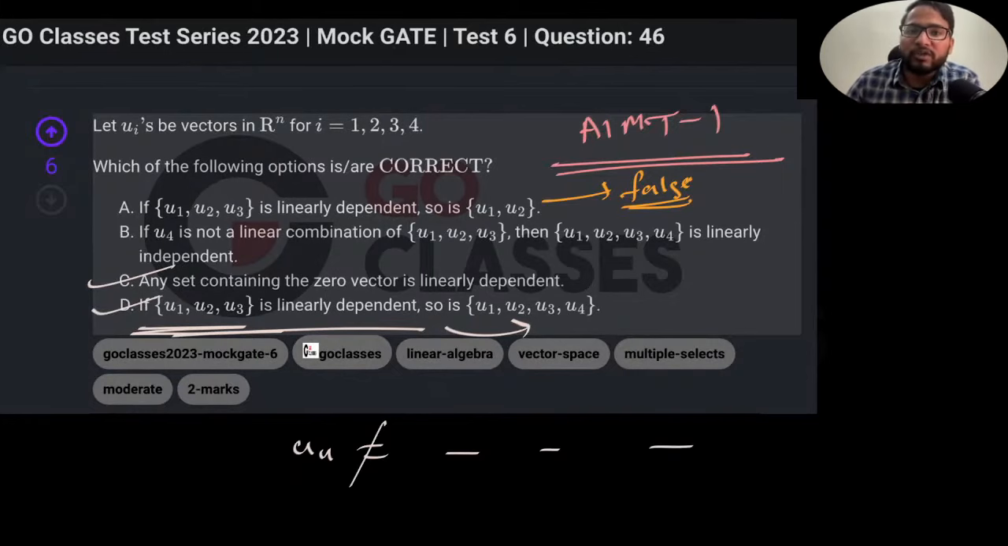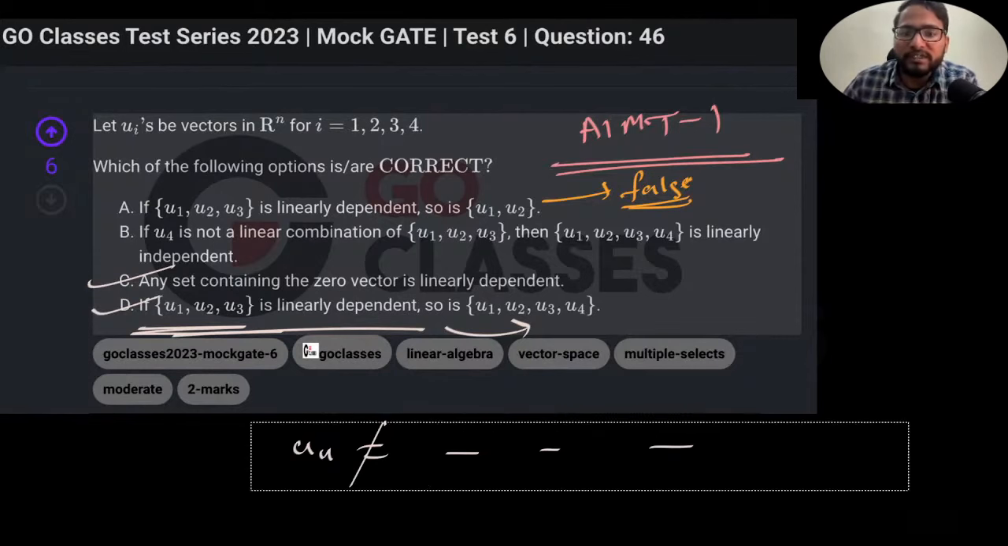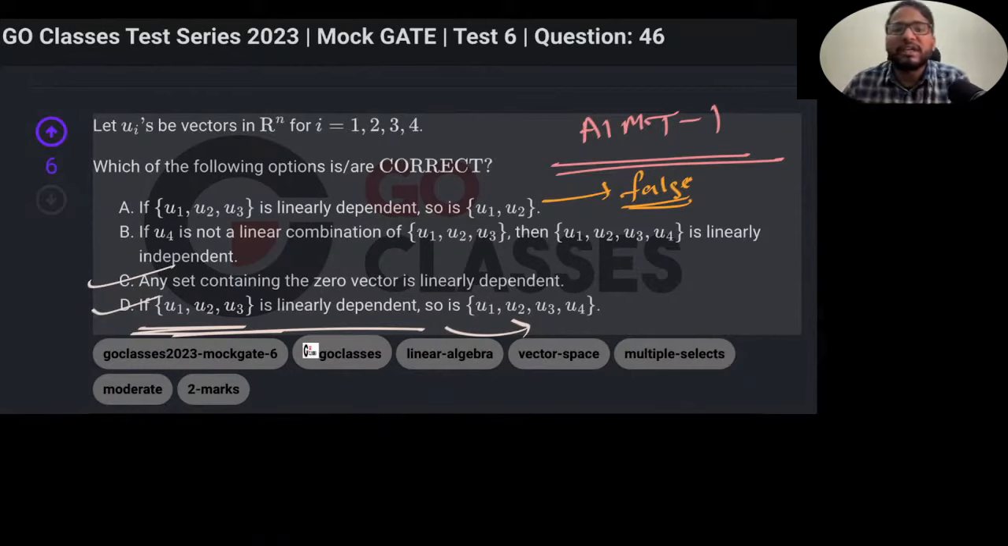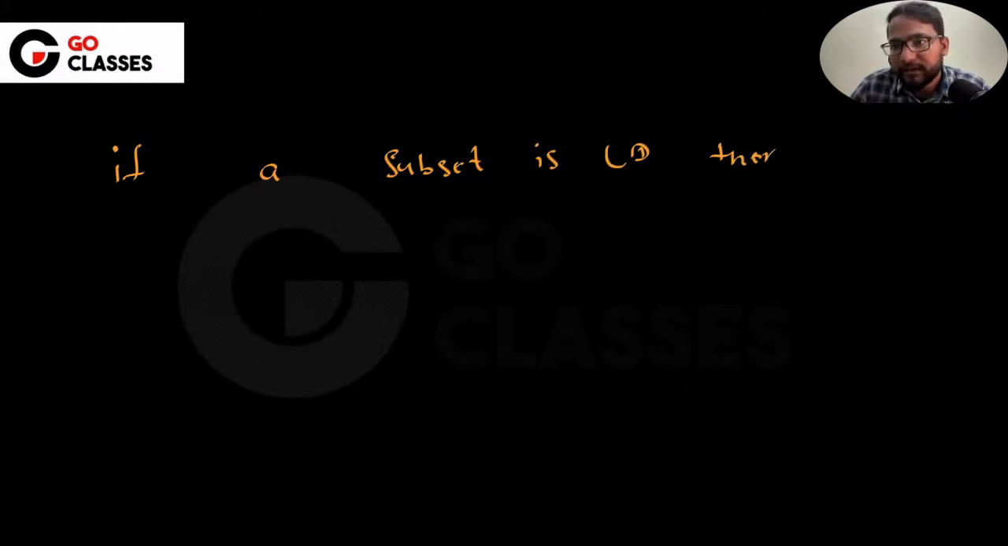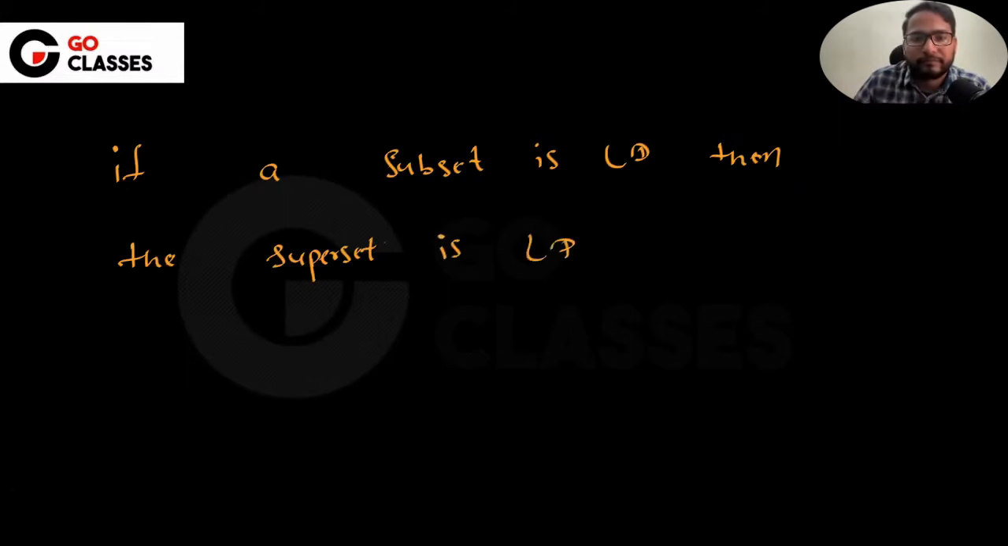Okay, so option D is not clear to Yash, I think, right? So let me just tell you what option D is. Option D is saying if U1, U2, U3 is linearly dependent, which means if a subset is linearly dependent, then a superset is also linearly dependent. That's what they are saying. Let's suppose U1, U2, U3 are linearly dependent.